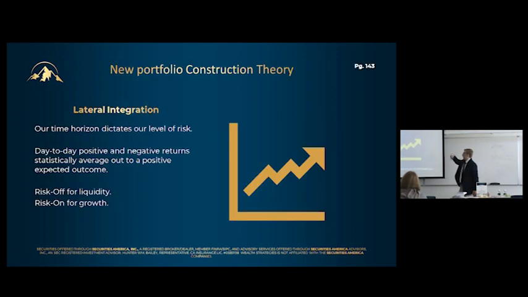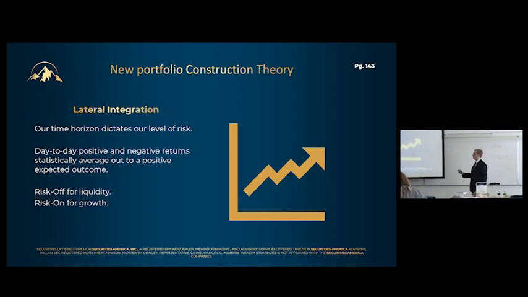We talked about lateral integration and specificity and how our time horizon is dictating our level of risk. And there could be day-to-day positive and negative returns, but statistically, they will tend to average out to a positive expected outcome. So when we look at maybe the last month of returns on a given stock, it could be all the way up, it could be all the way down, and we could be flat for that amount of time. But as we start to pull the veil back and look at years and years and years, those tend to average higher, especially for indices and other sectors overall. Risk off for liquidity, risk on for growth.